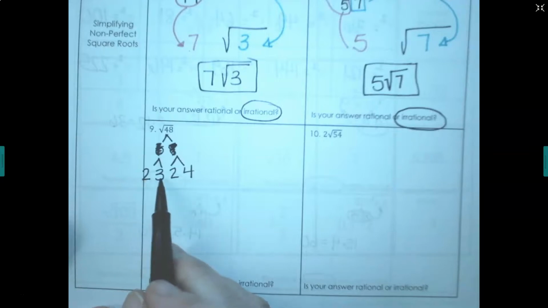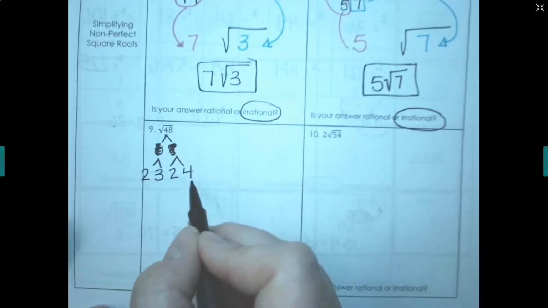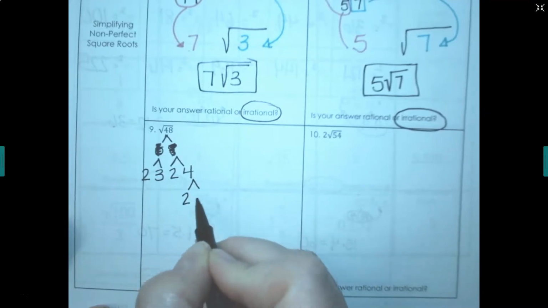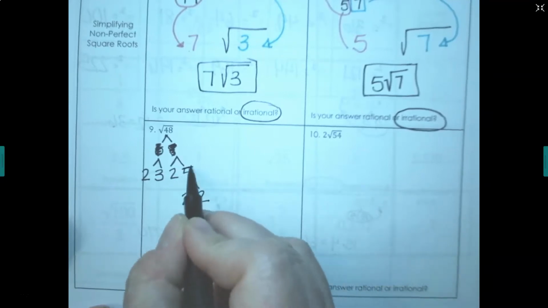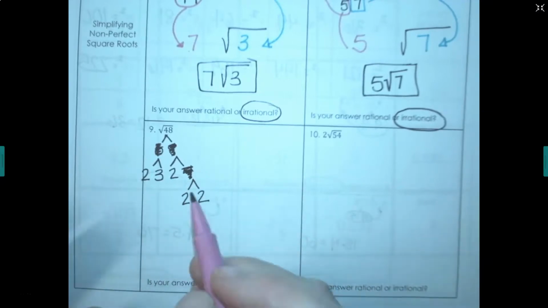So this 2 is prime, 3 is prime, 2 is prime, 4 can break down again. 4 is actually 2 times 2. So I can cross off the 4. Now I got a whole bunch of stuff going on here. Let's see what I've got.